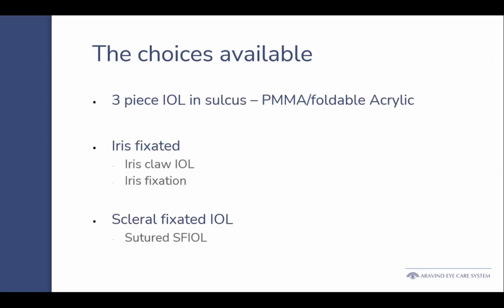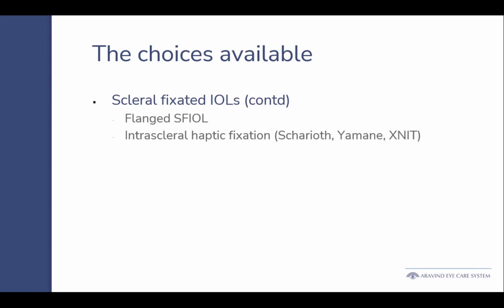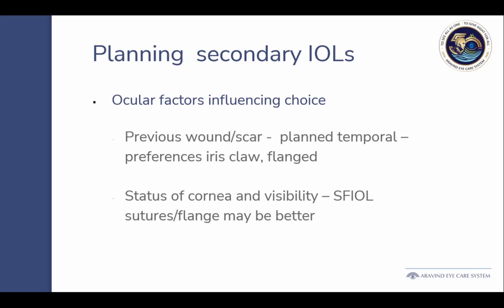So the choices that are available to us are the three-piece IOL in sulcus, either the PMMA or foldable acrylic, the iris fixated IOL, the iris claw or iris fixation with sutures. The slide fixated IOL, we have got the sutured SFIOL, and now the flanged SFIOL and intrascleral haptic fixation by various techniques like Chariot and Yamane and XNet. Now, there are other factors, ocular factors, which are influencing the choice.